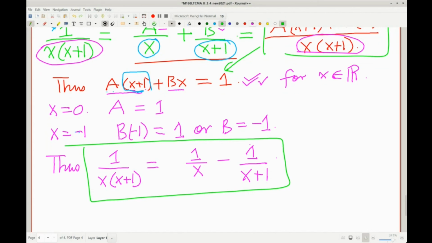Why is it useful? Because if we wanted to integrate, like the problem asks, we will now integrate both of these, and this integral will now be easy. That's just ln of x minus ln of (x plus 1) plus c.